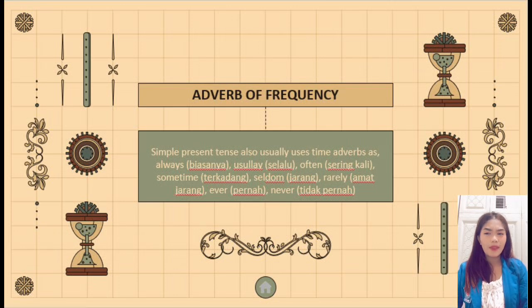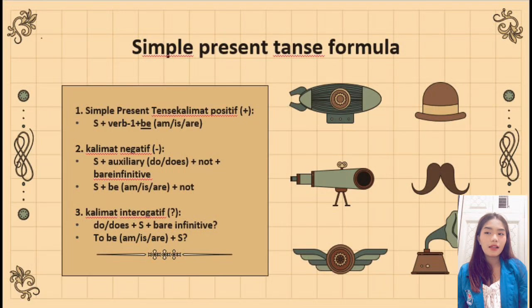Adverbs of frequency. The simple present tense also usually uses time adverbs such as always, usually, often, sometimes, seldom, rarely, ever, and never. Simple present tense has a formula, among them positive, negative, and interrogative. Positive starts with subject, verb 1, or to be: am, is, and are. Negative starts with subject, auxiliary do or does, not, and bare infinitive. And interrogative starts with do or does, then subject, and bare infinitive.